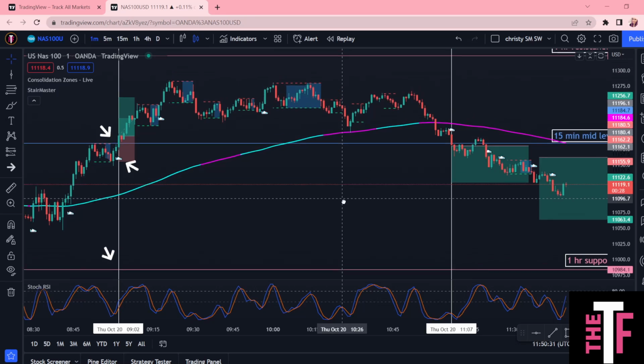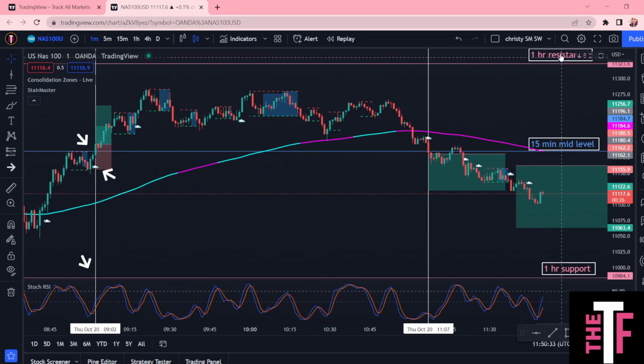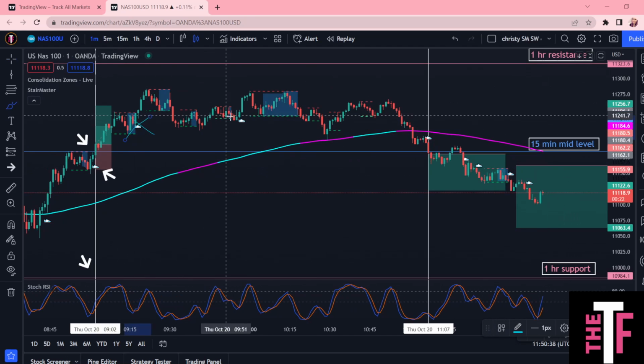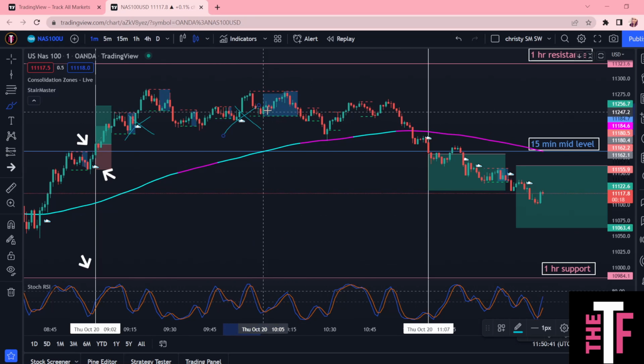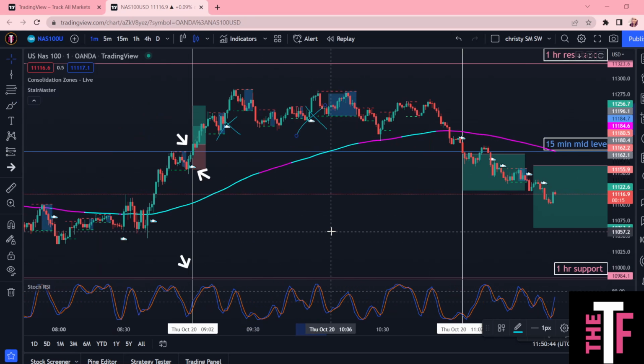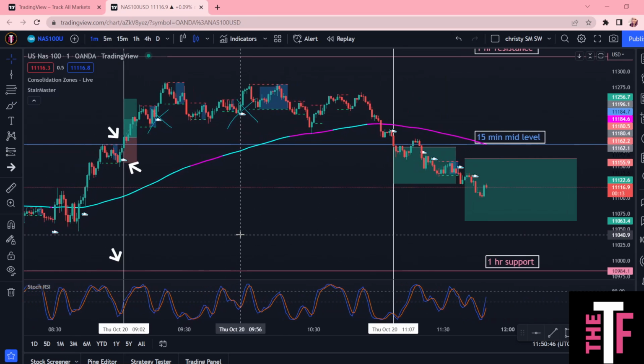Everything else in between this 15-minute mid-level and 1 hour where there were signals, I don't care about these guys. Like I said, not worth it to me, based off of the risk to reward that would have been there. So I wouldn't have even bothered with them. So that is how I've been trading it. I hope that helped you guys a little bit.